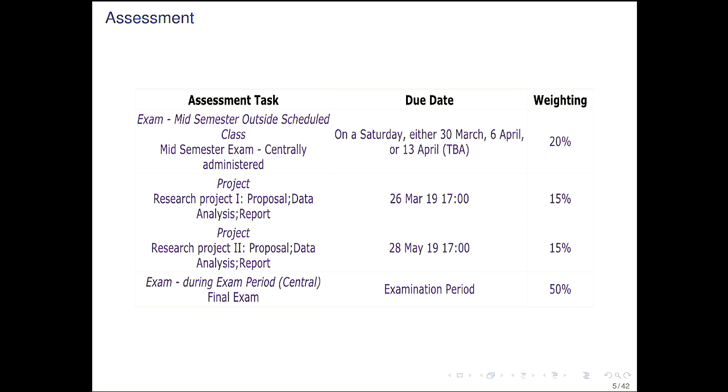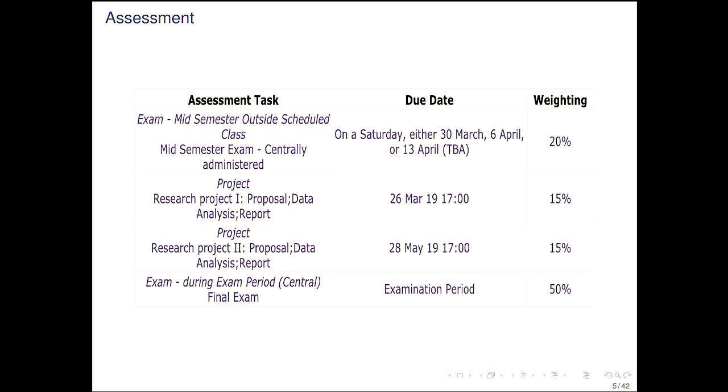Okay, so assessment. Assessment is very important for you guys. So we're going to have two exams. One is the mid-semester exam, and the other one is the final exam. Mid-semester exam takes 20% of the entire semester, and the final exam is 50%. Both exams are controlled by the university, which means I don't know exactly when those exams are going to be.